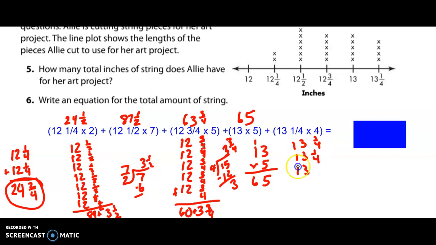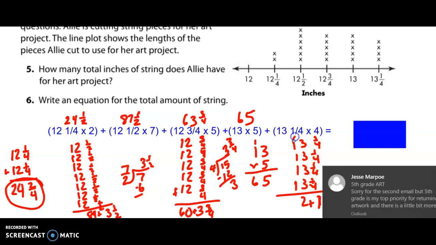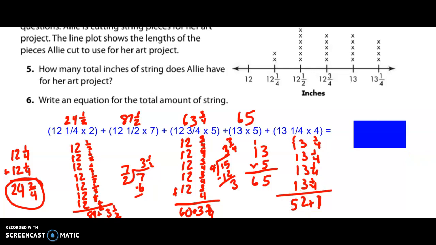And I need to do it 4 times. So 1/4 plus 1/4 plus 1/4 plus 1/4 is 4/4, also known as 1. And then on this side, we have 4 13s. So 13 times 4, this is going to be 3, 6, 9, 12, and 52. Okay, so we have 52 plus 1 is 53. So now to get our final answer, we need to add up all of those numbers.